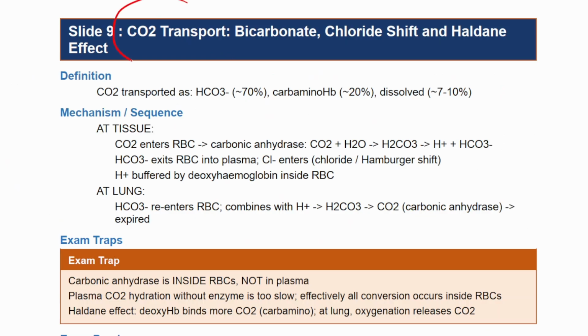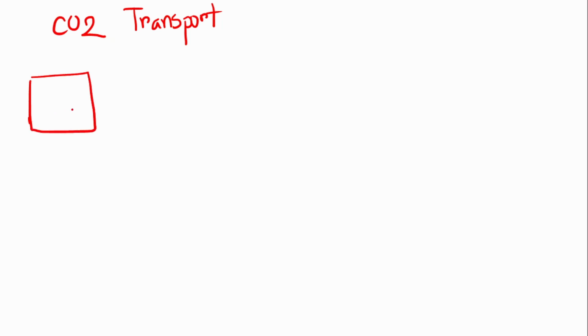Our next topic is carbon dioxide transport, bicarbonate, chloride shift, and Haldane effect. Let's build the physiology of carbon dioxide transport completely from scratch. Imagine a metabolically active respiring tissue cell. As it burns glucose, it constantly generates carbon dioxide as a waste product.